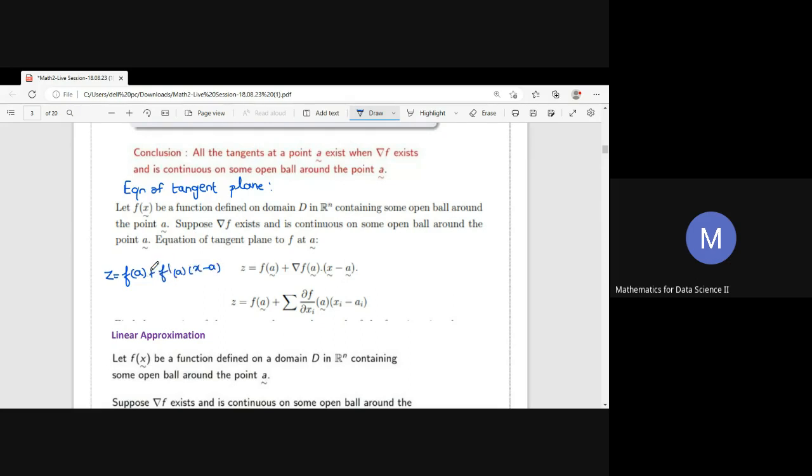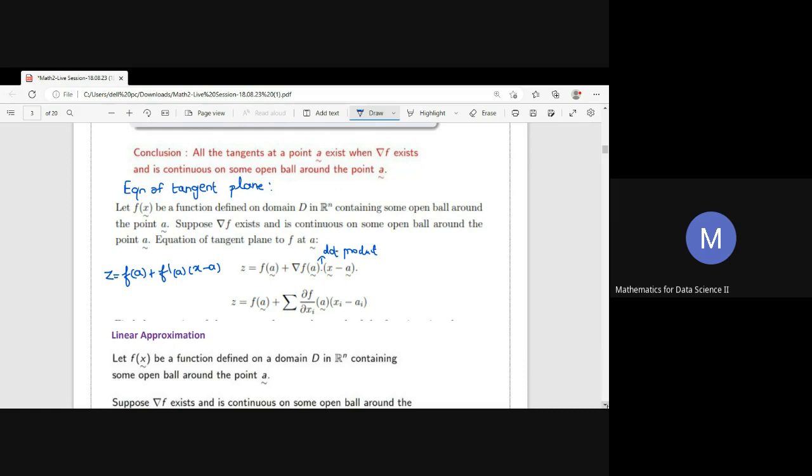So the same you are having in n dimension, z equal to f of a tilde plus del of f of a tilde, here it is not multiplication, here it is dot product. Remember, it is dot product here. Del f of a tilde dot product with x tilde minus a tilde. Okay, so this is for finding the equation of the tangent plane.